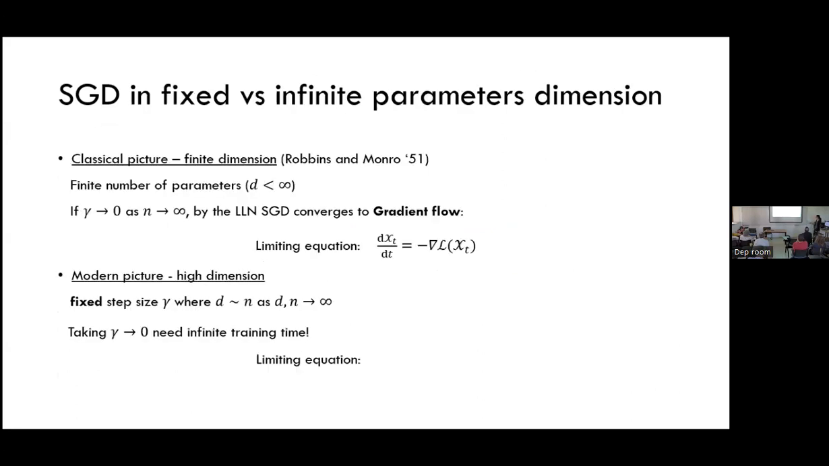So if I go back to the picture that I showed at the beginning, the comparison between the classical picture and the modern picture, what we think is that this new process, which we denote homogenized SGD, represents the limiting equation. But it's important to note that I put it in quotation marks, because this is only on this infinite class of functions.